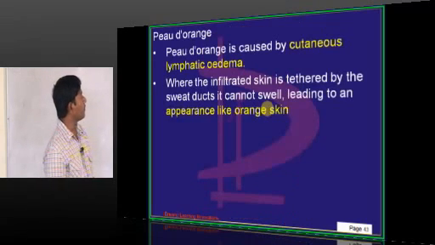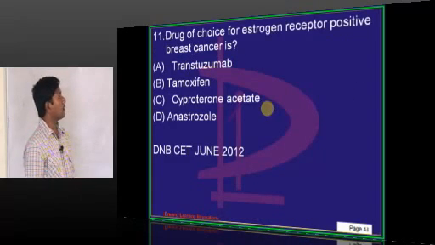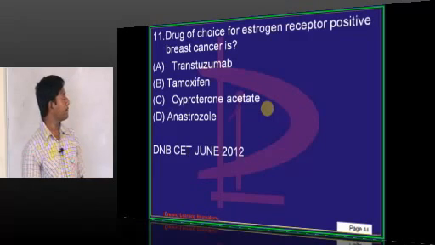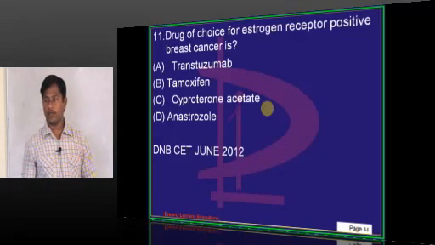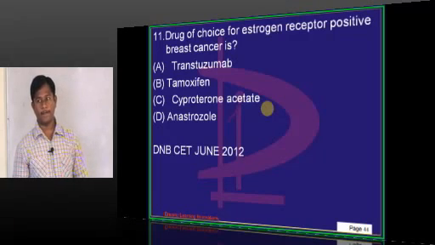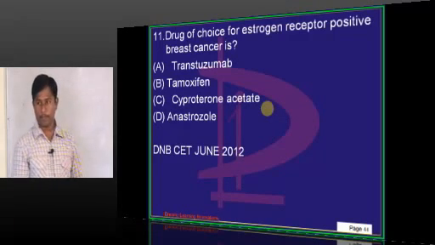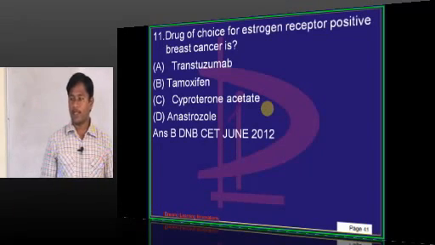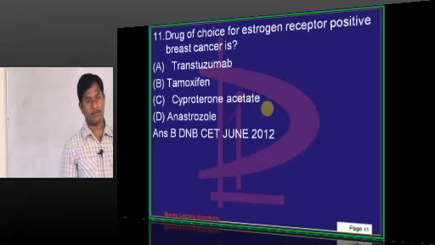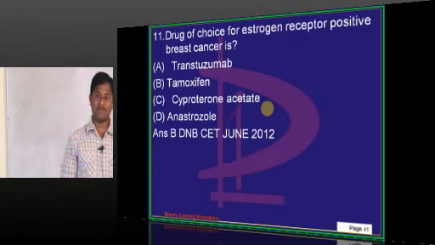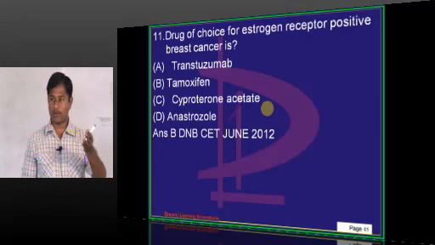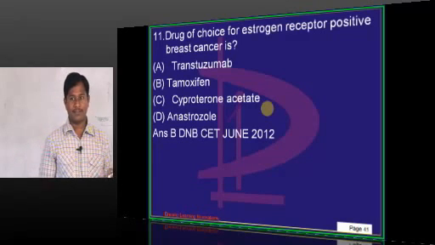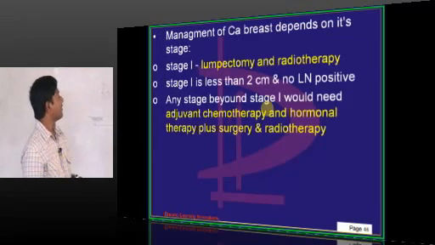Now, drug of choice for estrogen receptor positive breast cancer. Tamoxifen, anastrozole, tamoxifen. Okay, no, I am just making you confused, because confusion starts only in the exam. Outside the exam, everything will be clear. Only confusion will start in the exam. Now you will be thinking much more than normal, and you will try to perform abnormally in the exam. Okay, then confusion starts.